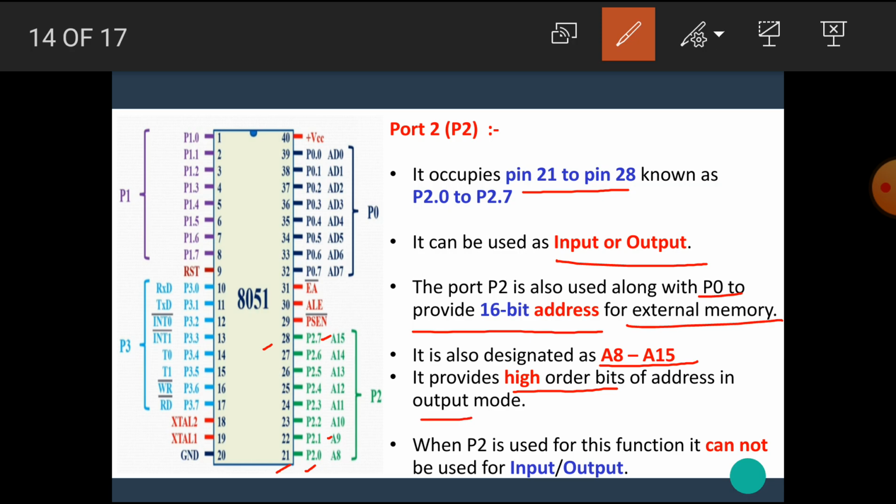When P2 is used for this function, it cannot be used for input or output. That means the port P2 is used as an input port and output port. Also, it is used to provide the address bus.